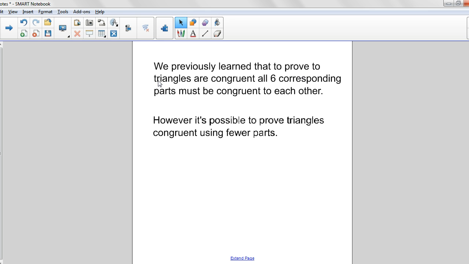Previously, we learned that to prove triangles are congruent, all 6 corresponding parts must be congruent to each other. The 6 parts are the 3 angles must be congruent to another set of 3 angles, and the 3 sides from one triangle must be congruent to the other 3 sides of another triangle. And if all that's true, then you can say that the 2 triangles are congruent to each other. However, it is possible to prove triangles are congruent using fewer parts.